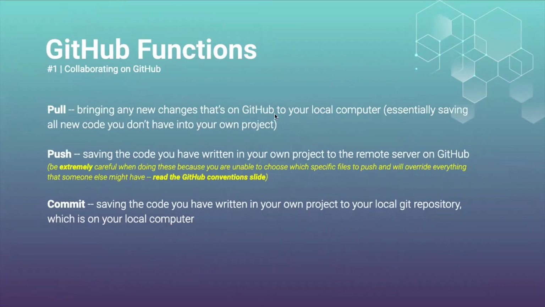So if you're working with Jimmy, right, and he made changes and put those changes in GitHub, you would be able to pull those changes down to your own local computer so you could edit those. And then we also have the push function, which is saving the code you've written in your own project and pushing it to GitHub.